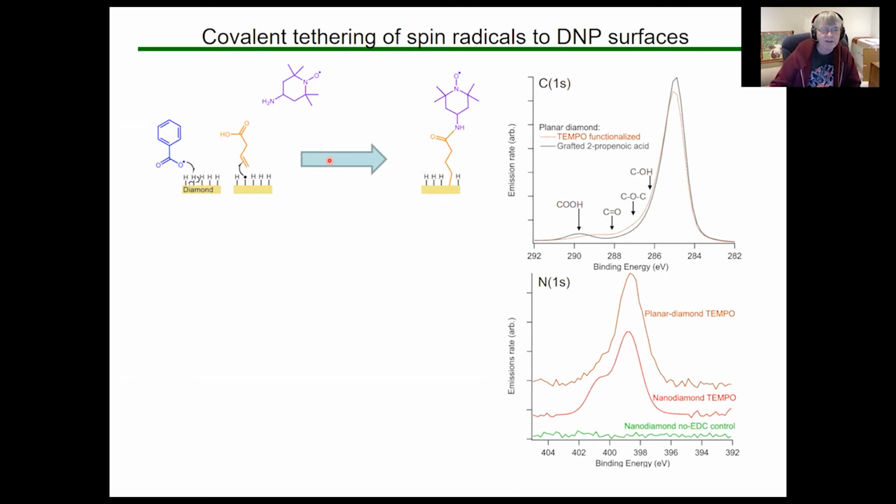I'm not going to go through the details of this, but this idea of using radical-initiated grafting provides for us a pathway to make nanodiamond, or actually planar diamond and nanodiamond surfaces, that are functionalized with this TEMPO molecule. We can prove that this works really well by looking at the carbon XPS to look at the formation of the amide linkage, for example, as well as looking at the nitrogen, which also gives us a pathway toward quantifying how many TEMPO molecules we have.